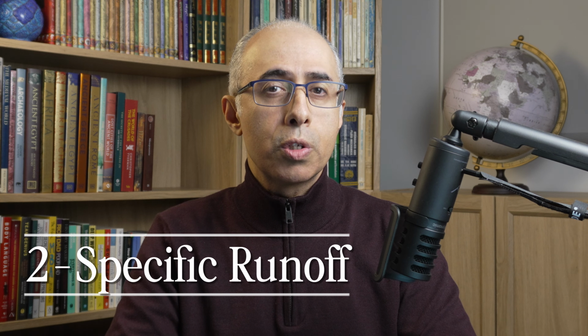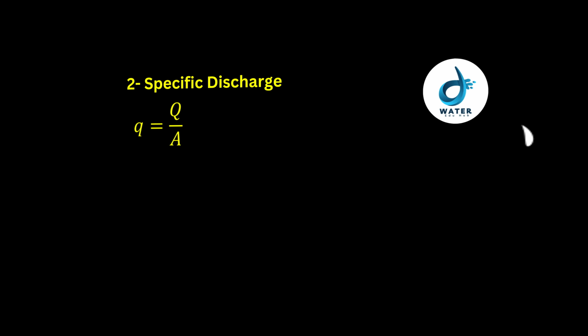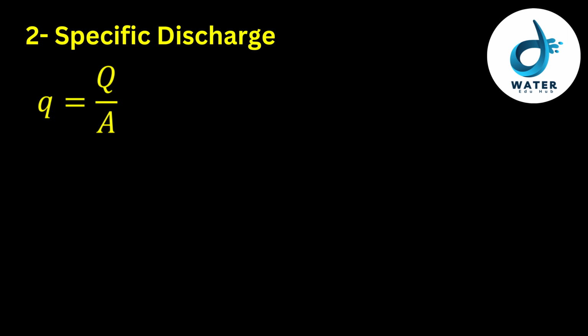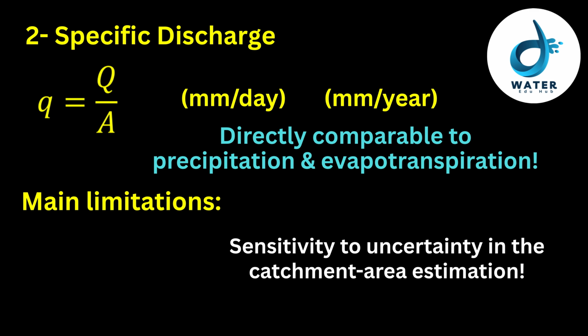The second indicator is specific runoff, sometimes called specific discharge. Instead of expressing streamflow as an absolute quantity, specific runoff normalizes discharge by the contributing catchment area. This simple normalization allows meaningful comparison between catchments of different sizes. Specific runoff is commonly expressed in millimeters per day or per year, making it directly comparable to precipitation and evapotranspiration. Its main limitation is its sensitivity to uncertainty in catchment area estimation.